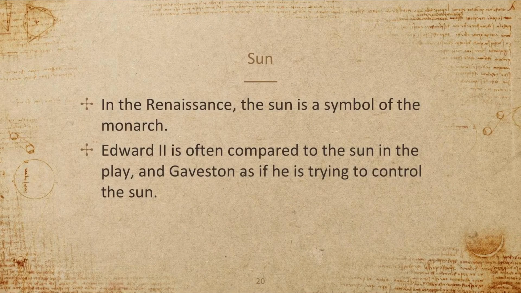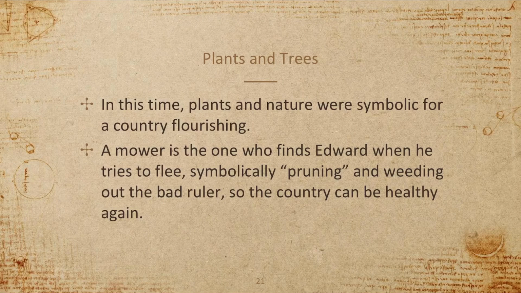In terms of analysis, the sun is an important symbol. So in the Renaissance, the sun was used as a symbol of the monarch. And Edward II is often compared to the sun in the play, and Gaveston as if he's trying to control the sun. Plants and trees are another important set of symbols. In this time, plants and nature was symbolic for country flourishing. A mower is the one who finds Edward when he tries to flee, symbolically pruning and weeding out the bad ruler so that the country can then be healthy again.